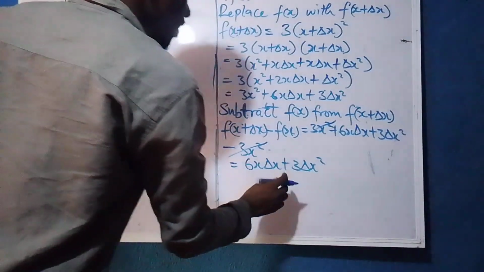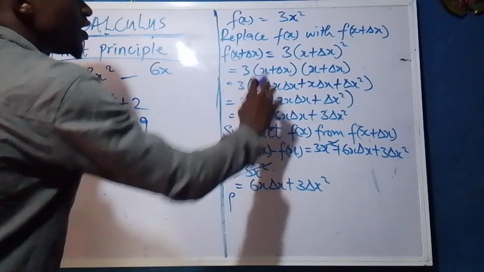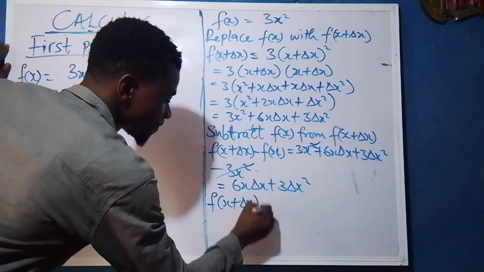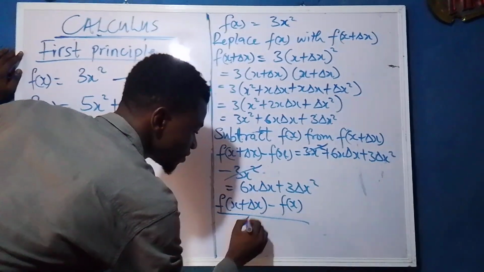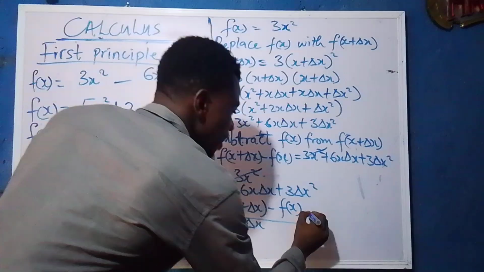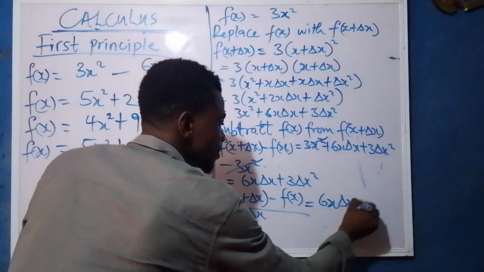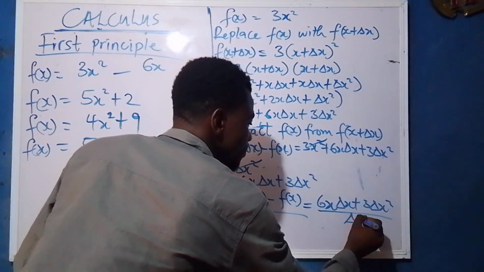Do you understand? So after this has been done, the next step is dividing the whole value that you have by dx. So f of x plus dx minus f of x, over dx. If you write that in this place, that will be 6x dx plus 3 dx squared over dx.